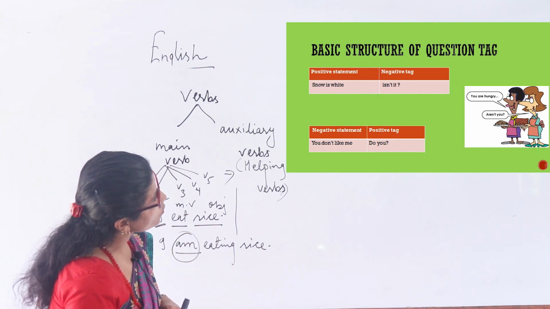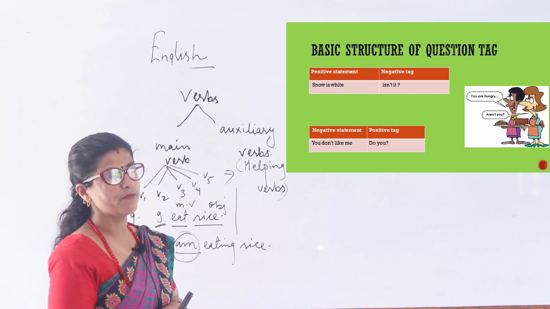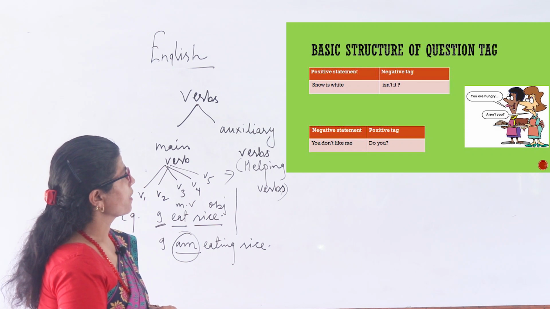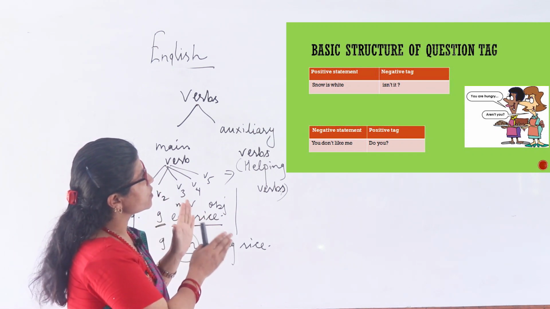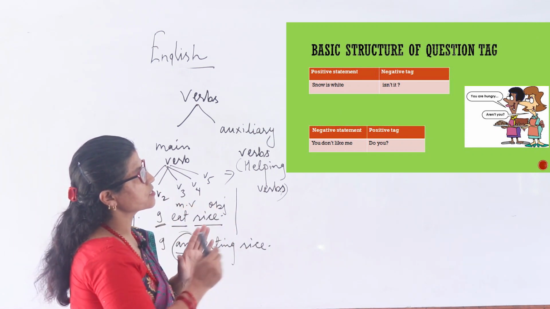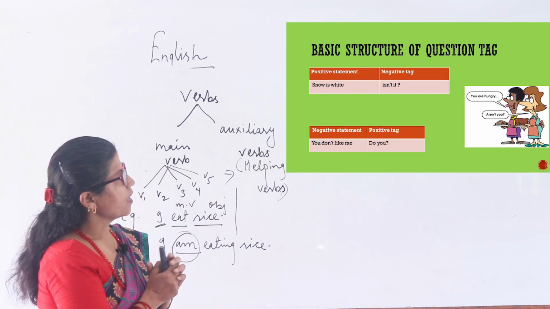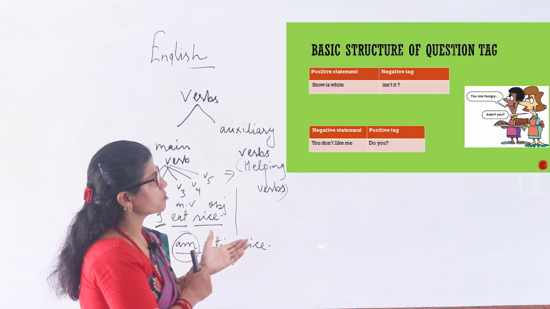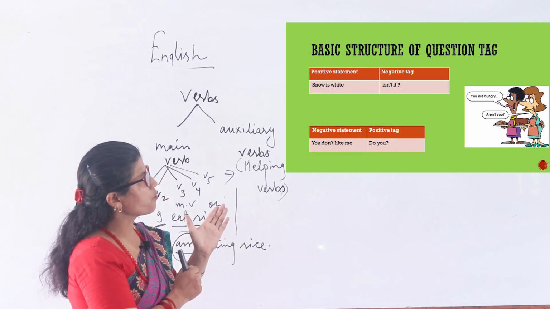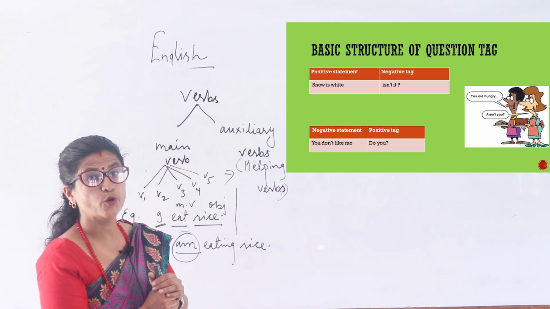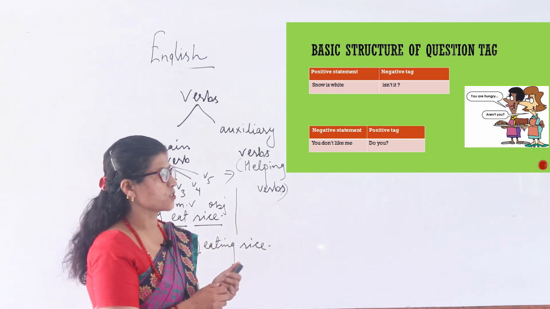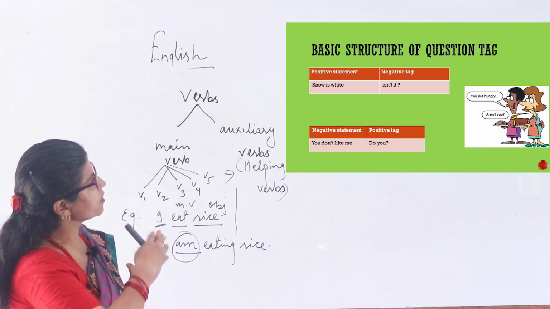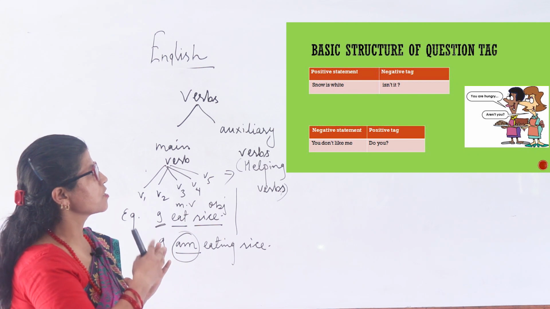Okay, you are hungry, aren't you? You can see there, you are hungry, aren't you? There also you can see "aren't you" is the question tag. So a positive statement, snow is white, positive one, and another part is what? "Isn't it" is the negative one, and vice versa. You can say, you don't like me. Okay, negative statement, you don't like me, and the positive tag is "do you". So I hope you have now understood the positive statement, negative tag, and negative statement, positive tag.